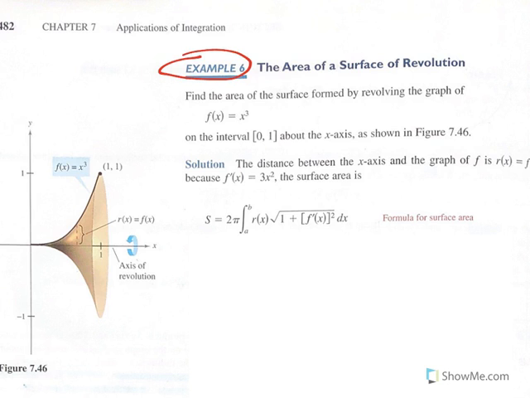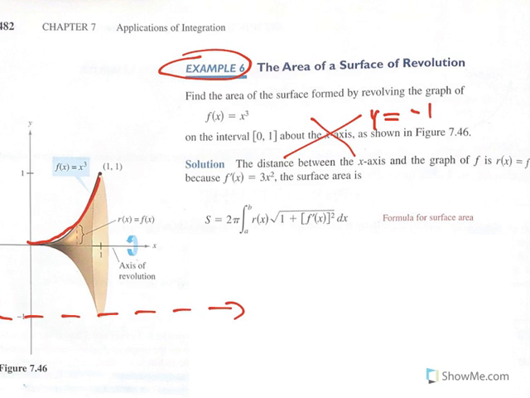Let's revisit example 6, but change the problem a little bit. So find the area of the surface formed by revolving the graph of f of x equals x cubed on the interval from 0 to 1, but this time not about the x-axis. This time about the line y equals -2. Or let's make it y equals -1. So I can show you on the diagram here. So this would be the new axis of revolution.